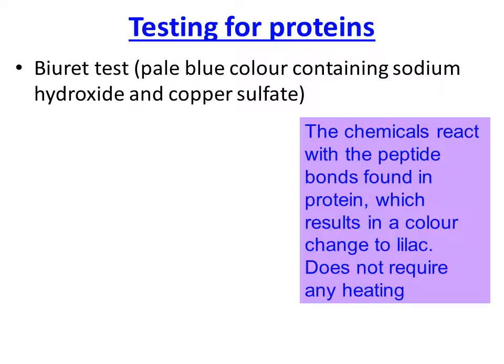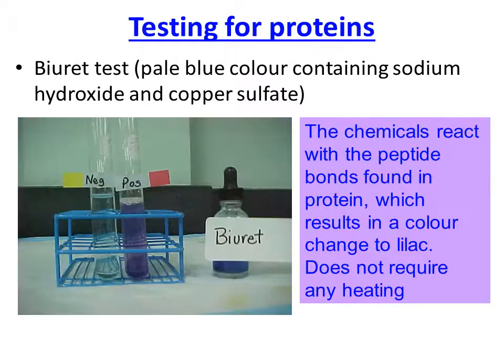When it is mixed with anything containing proteins, the chemicals will react with the peptide bonds which are in the protein, and this results in the change of colour from blue to a purple colour, very similar to the one on this text box. And this photograph here also shows how the Biuret's test changes. So it starts off as a blue colour and then goes a quite distinctive purple lilac colour.